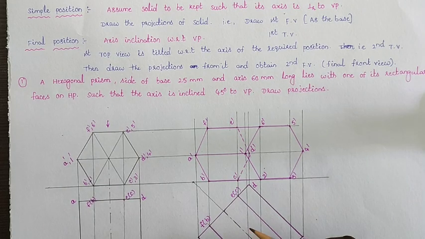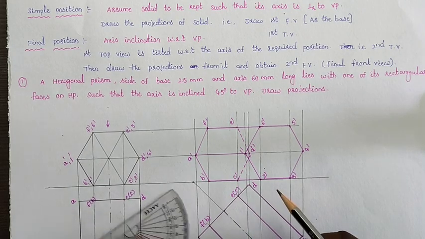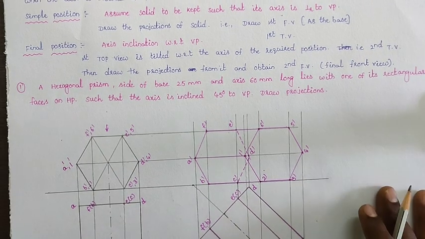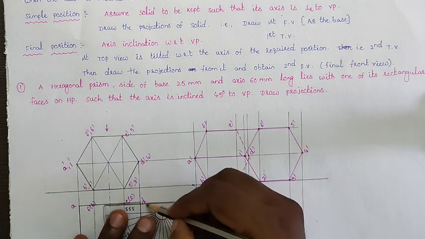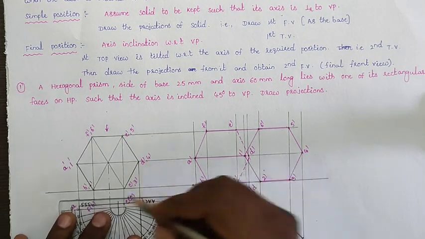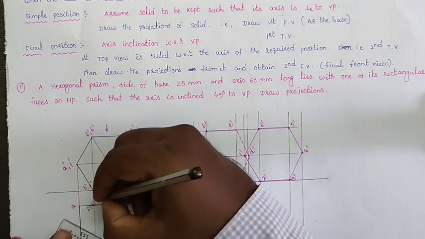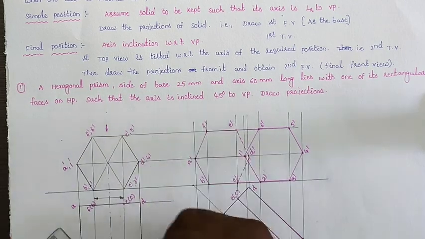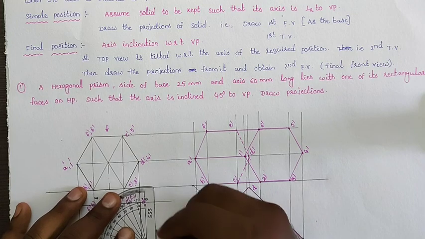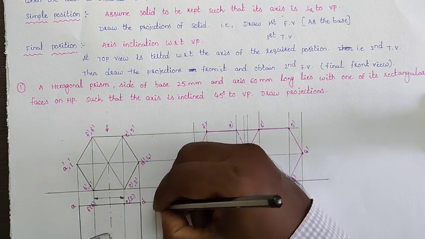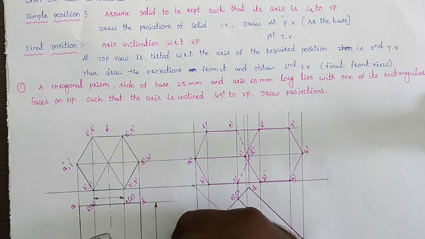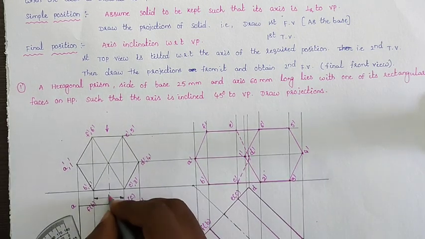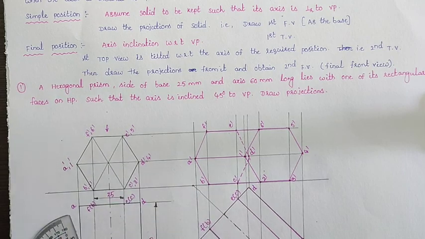After completion of your diagram, we will draw the dimension lines also. They are giving the axis side and also the base side. You can mention the dimensions in our problem also. So here the base side they are giving is 25 mm and the axis side they are giving is 60 mm. You can mention all the dimensions in our diagram. So this is 60 and this is 25.